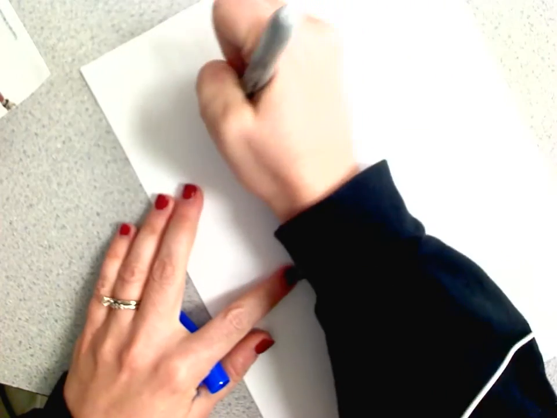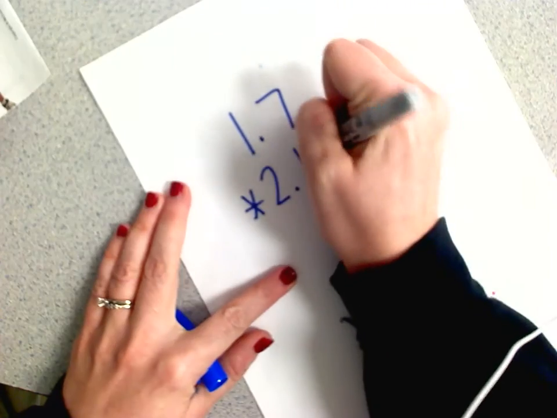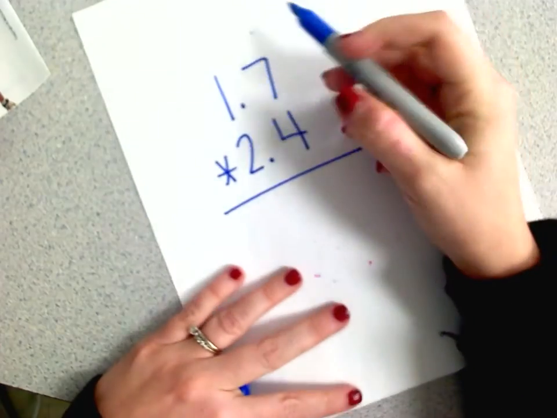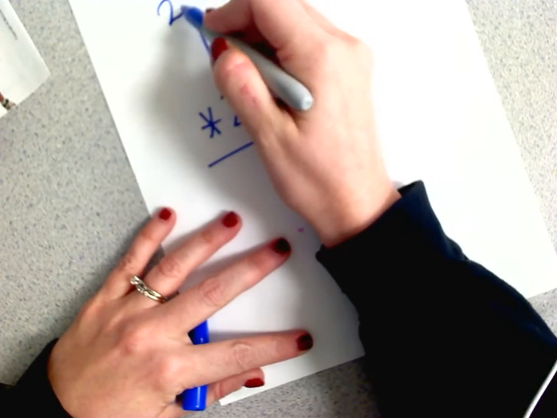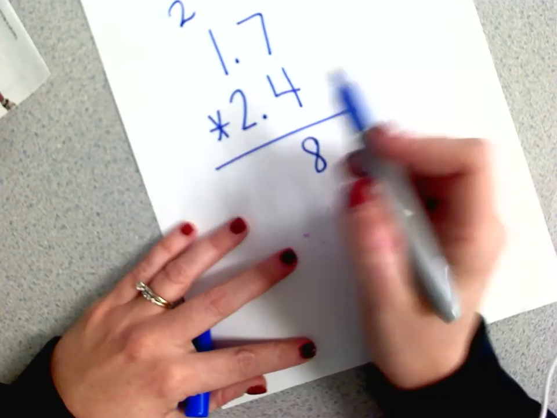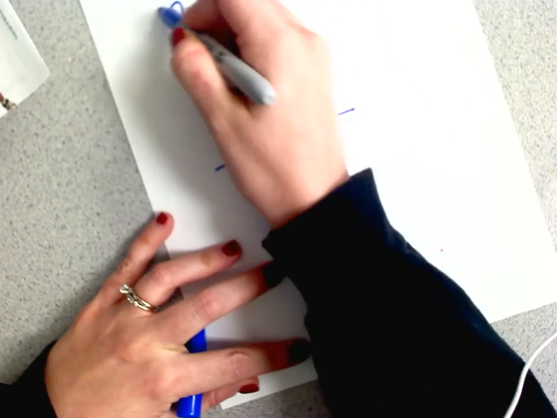Next, number 2. 1.7 times 2.4. Again, we have the same amount of digits, so it doesn't matter who's on top. 7 times 4 is 28. Put the 8 down, carry the 2. 1 times 4 is 4, plus 2 is 6. Placeholder.